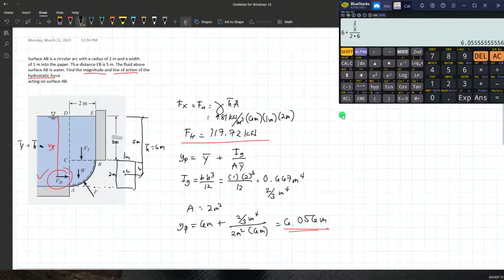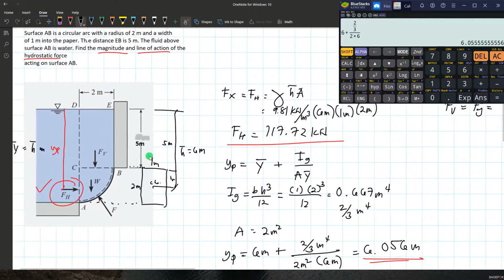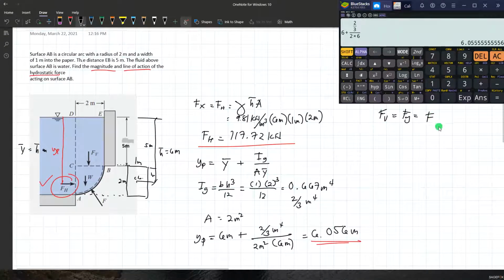We come now to the vertical force, F_V or F_y. Again, the vertical force is just the product of the unit weight of the fluid and the volume above the curved surface. So again, if we extend the edges of this curved surface right here, the volume covered by this up to the water surface is your volume required.